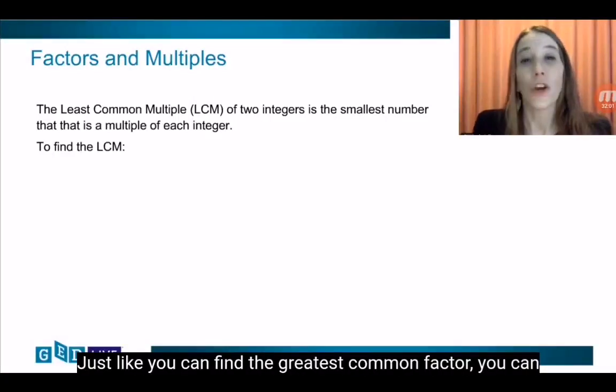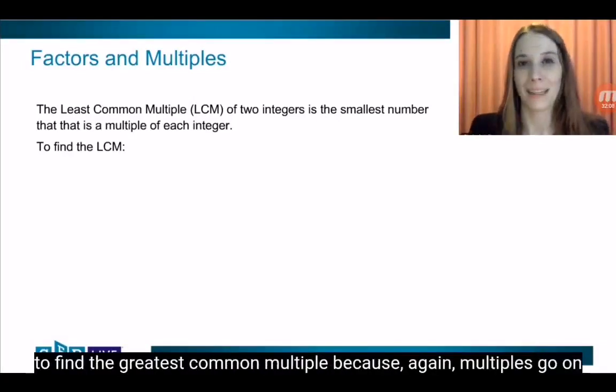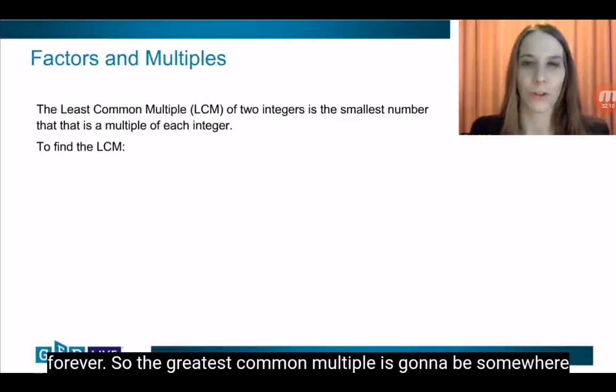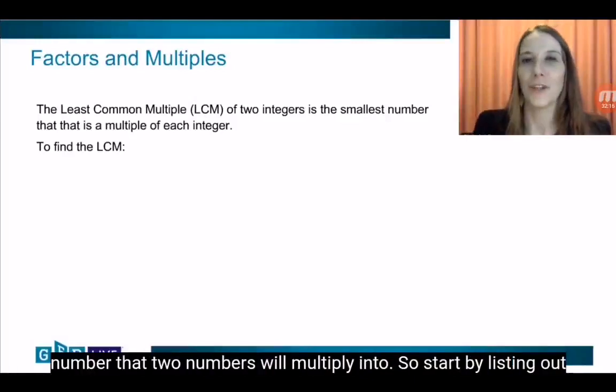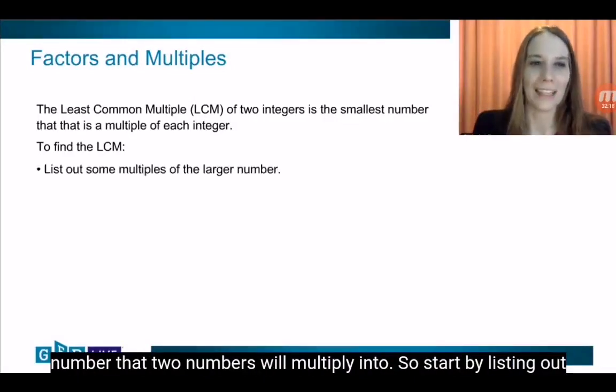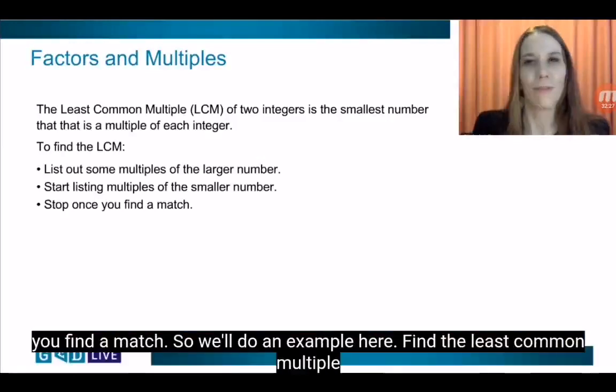Just like you could find the greatest common factor, you can also find the least common multiple. Now, there's no reason to find the greatest common multiple because, again, multiples go on forever. So the greatest common multiple is going to be somewhere out there in infinity. But you can find the smallest number that two numbers will multiply into. So start by listing out multiples of the smaller number. Stop when you find a match.